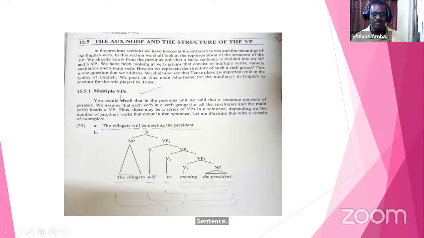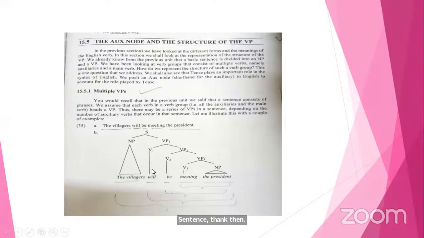Why do you call it multiple VPs? Why verb forms? So we have V1, V2, V3, V4. You are now having three verbs, that is the reason for the three verb phrases.